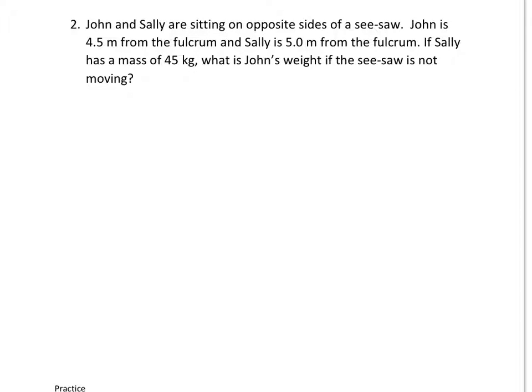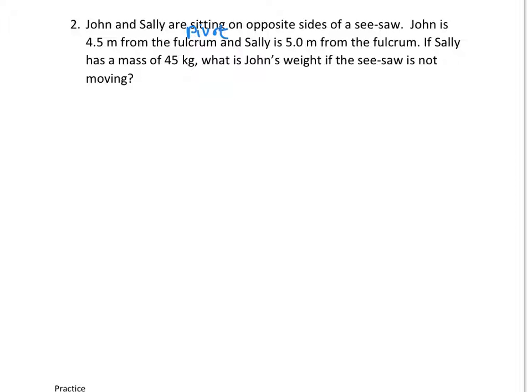John and Sally are sitting on opposite sides of a seesaw. John is 4.5 meters from the fulcrum, so fulcrum is the pivot. So fulcrum is also known as the pivot. And Sally is 5 meters from the fulcrum. If Sally has a mass of 45 kilograms, what is John's weight if the seesaw is not moving?